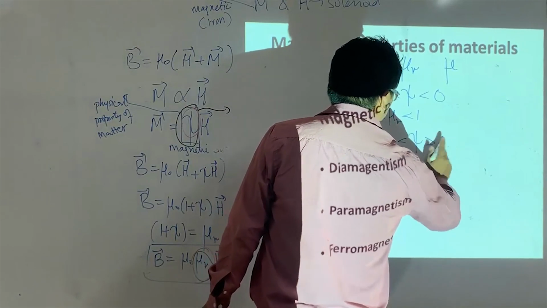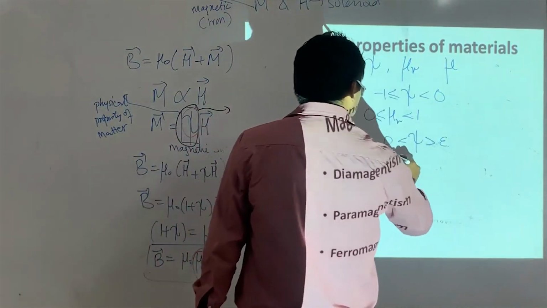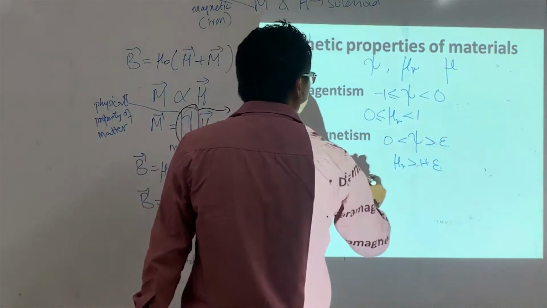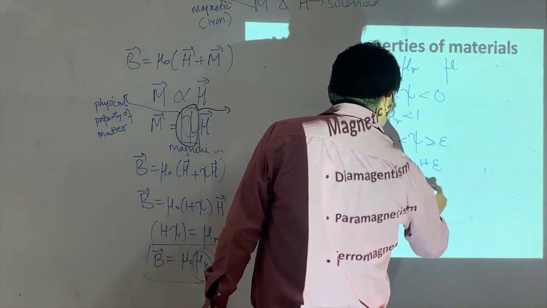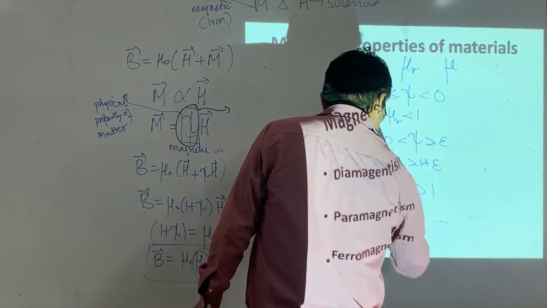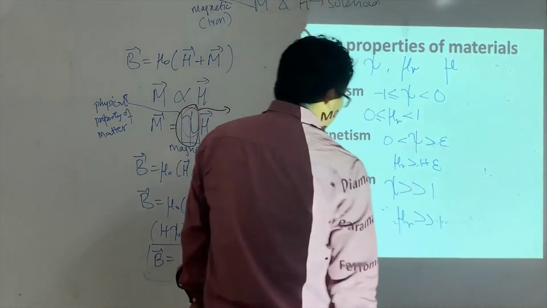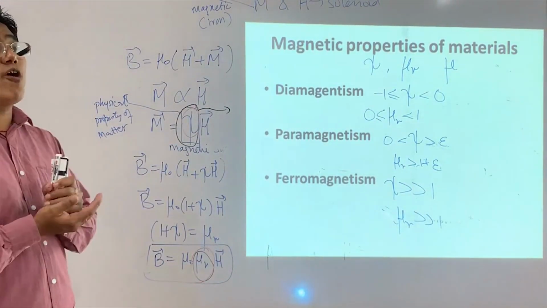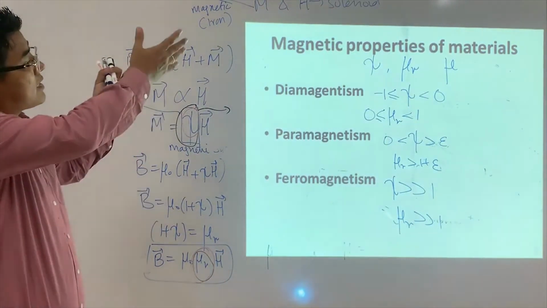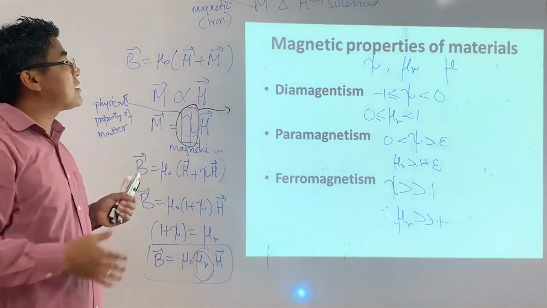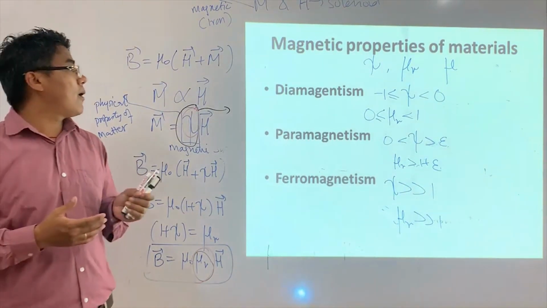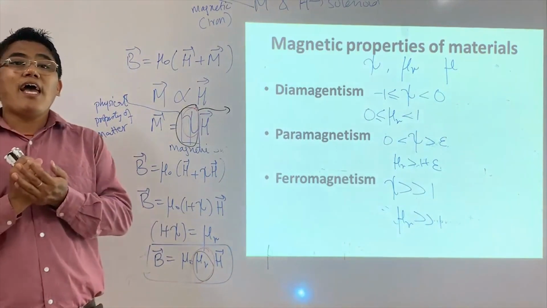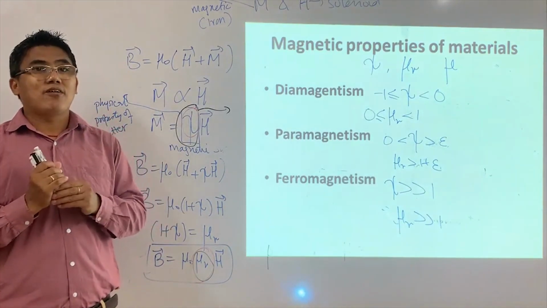For paramagnets, this is going to be 1 plus epsilon, where epsilon is a small value, right? So therefore, this is going to be more than 1. And what about ferromagnets? This is going to be much more than 1. So these are the points, right? The entire magnetic property of a metal is defined by these three terms. All right. Since this has been deleted from our syllabus, we don't need to study this, right? Up to this, I have finished chapter number 5. Okay. Thank you.